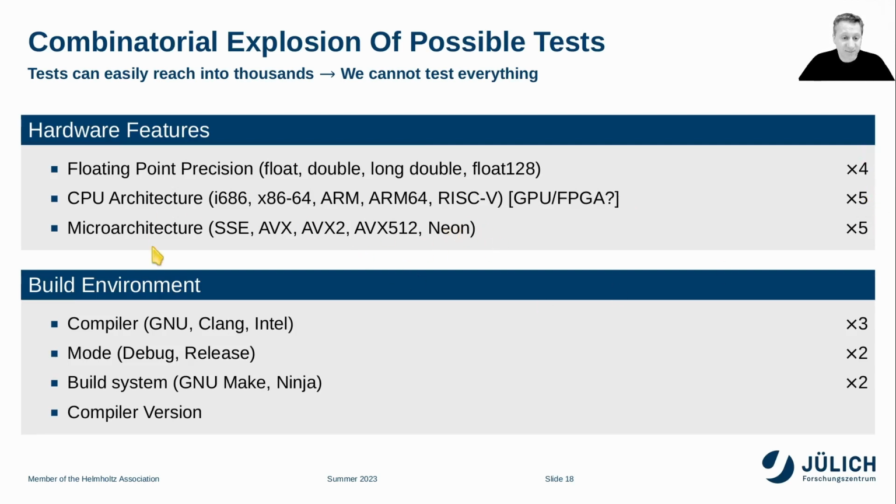You could also add different microarchitectures, because if you're going for speed, then obviously the microarchitecture plays a crucial role. So you would have another dimension with 5 tests. And if you look at the software side, you could test with different compilers, another 3. You could test for debug and release mode, or you should test. You don't need to test for different build systems, but you could do that. And sometimes you even need to test for different compiler versions. And this obviously explodes really quickly.